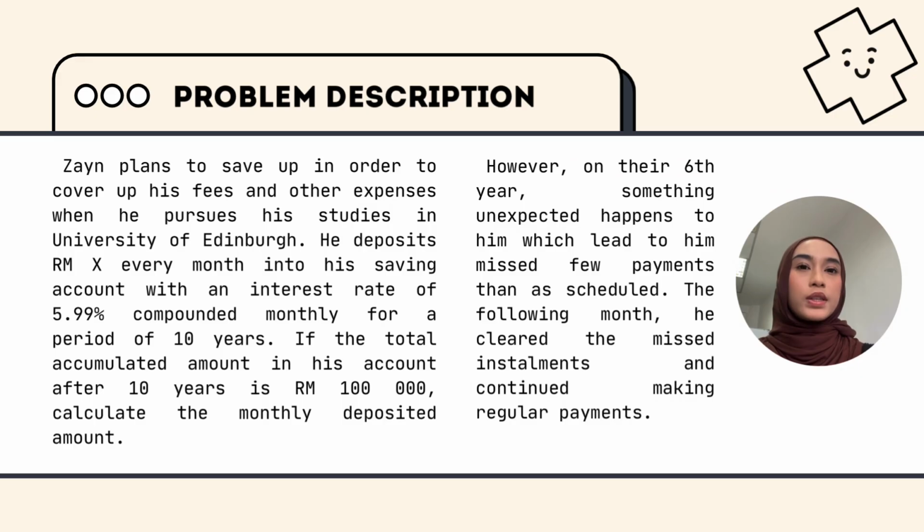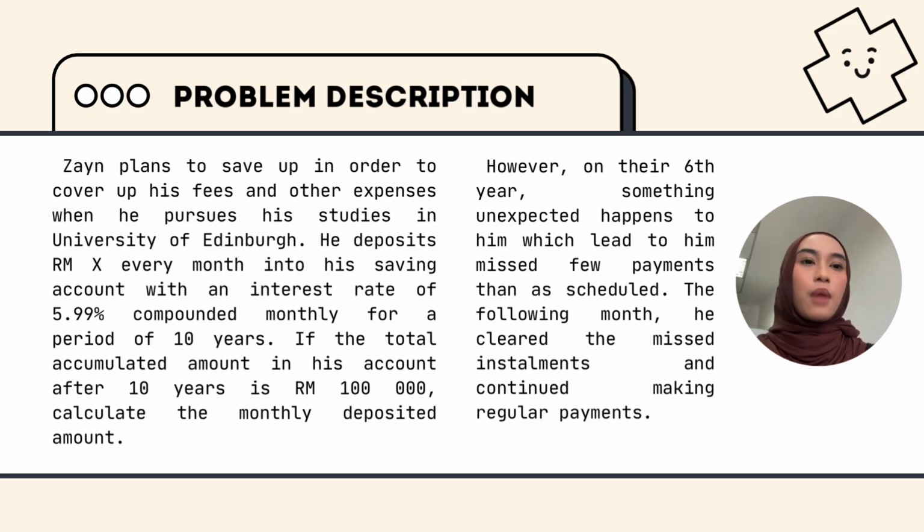So basically for this statement, we need to find RM X, which is the amount of the monthly payment. The information given was the interest rate, which is 5.99%, and compounded monthly, which is 12. So the 12 is our M value. Our T would be the 10 years. The RM100,000 is our future value because it is the total amount after 10 years.